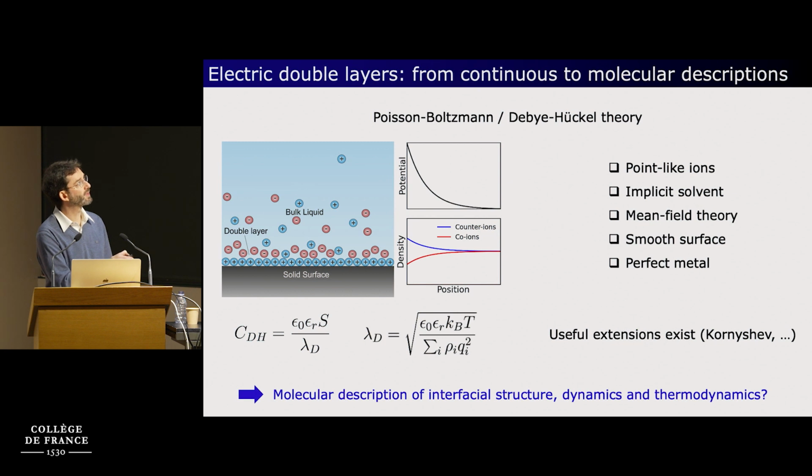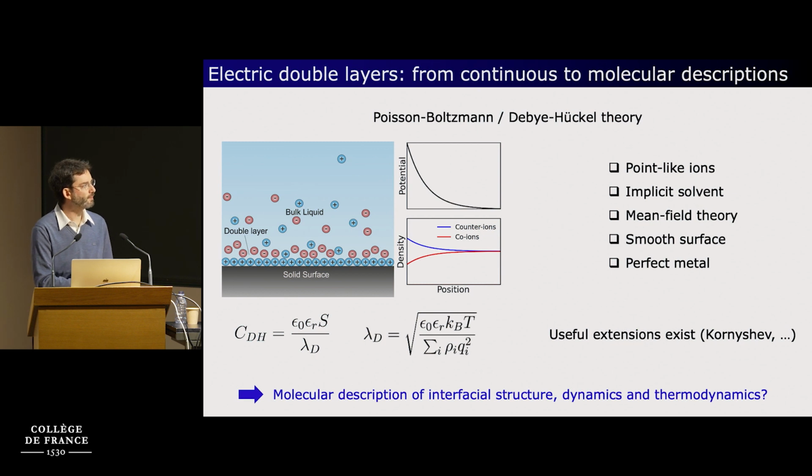You can linearize Poisson-Boltzmann theory to get the Debye-Hückel theory, which predicts an exponential decay of the potential and the ionic density profiles as you move away from the surface. The characteristic distance for this decay is called the Debye screening length, which is given here, and which depends on the permittivity of the solvent and on the ionic concentration and the valencies. From this theory, you can also predict the capacitance of the interface, which is given here. The capacitance depends again on the permittivity of the solvent, and it's inversely proportional to this Debye screening length, which typically, for a 0.1 mole per liter solution of monovalent ions in water at ambient temperature, is about 1 nanometer.